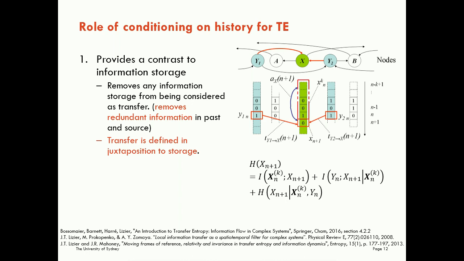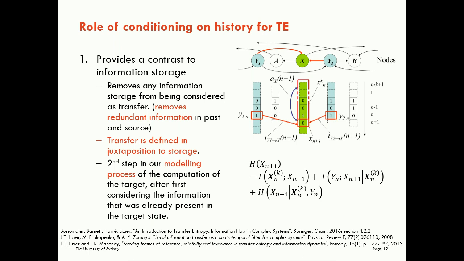So one way I like to think about this is that information transfer is defined in juxtaposition to storage. It's given its meaning in contrast to information storage in our model. Okay? It's a very important concept to understand. It's specifically defined the way it is to contrast with information storage when we're modeling both in our wider perspective of information processing in complex systems.